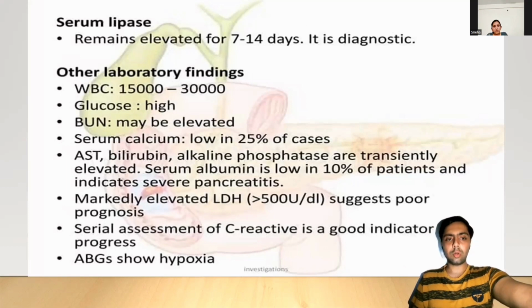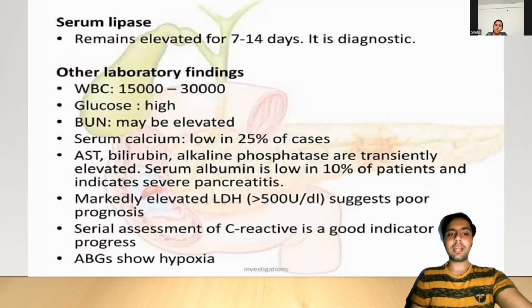WBC will be raised, glucose will be high, BUN will be elevated, calcium will be low. See, hypercalcemia is a cause for acute pancreatitis. But when acute pancreatitis occurs, you will see there is hypocalcemia. Why? Because of saponification. Saponification is basically fat necrosis in acute pancreatitis. So all that calcium leaks out of the cells, basically out of the cells and the blood also.